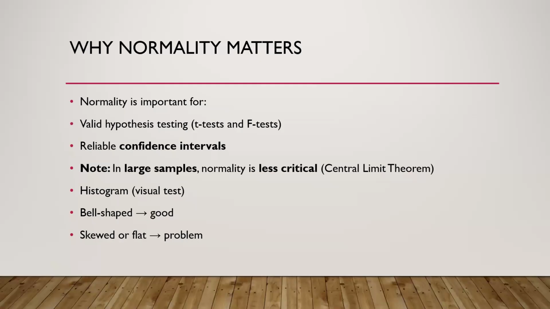Now, some of the things we can perform under normality here is the histogram. The histogram brings the bell shape. When you perform the histogram in STATA, it will bring the bell shape. When the bell shape comes, that means it's good. But when it's skewed or it's flat, then there is a problem.